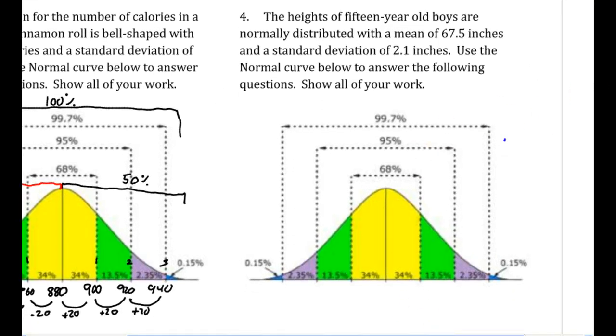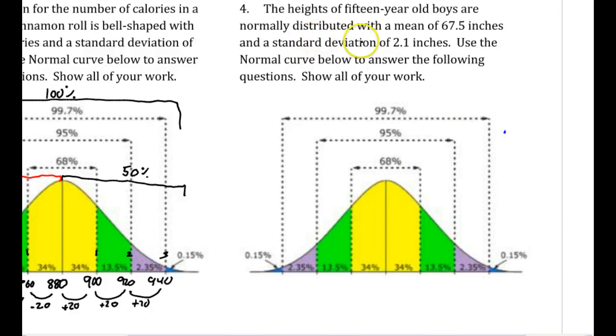So we have height of 15-year-old boys, normally distributed with a mean of 67.5. I'll put that, our mean/median, right there. And this time our standard deviation is 2.1. So I'm going to go up by 2.1 for each of these.